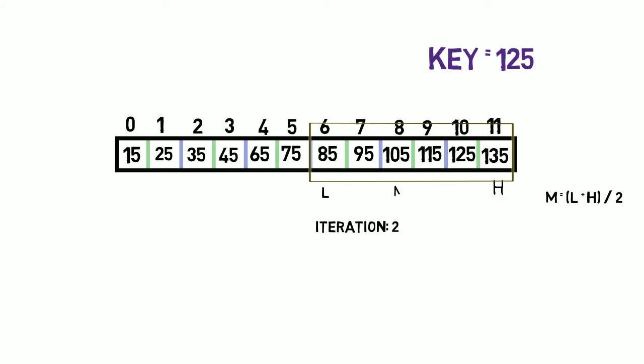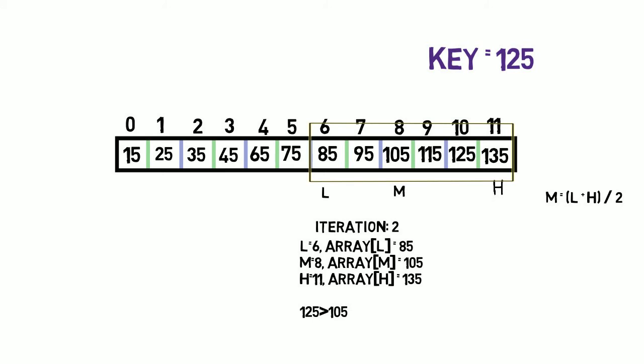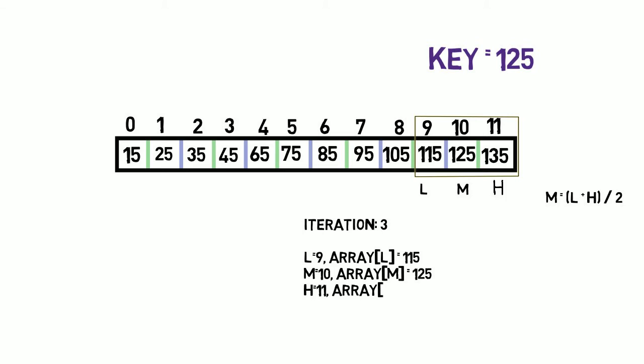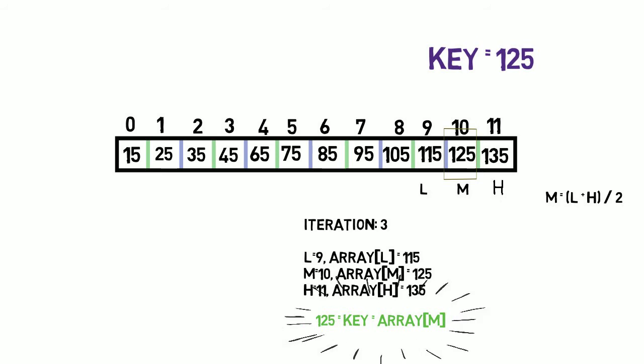Iteration 2 begins with L equals 6, H equals 11, M equals 8. Here 125 is greater than the middle element 105, so the search will continue in the upper half of this subarray. In the third iteration, L equals 9, H equals 11, M equals 10. Here the middle element 125 is equal to the key, so 125 is found at index 10.